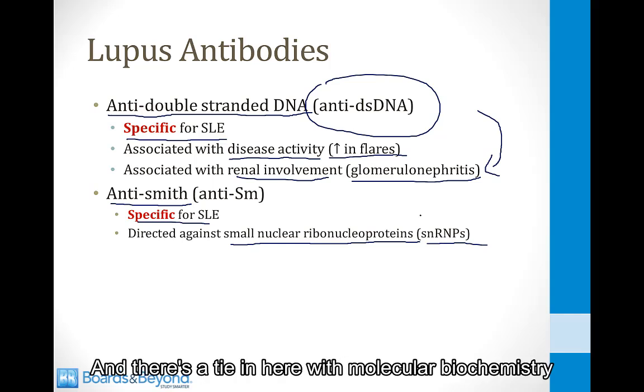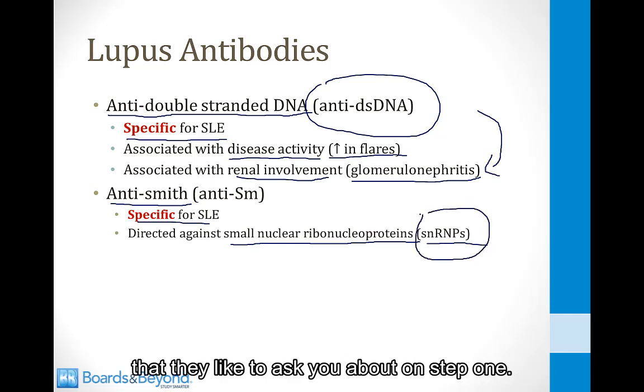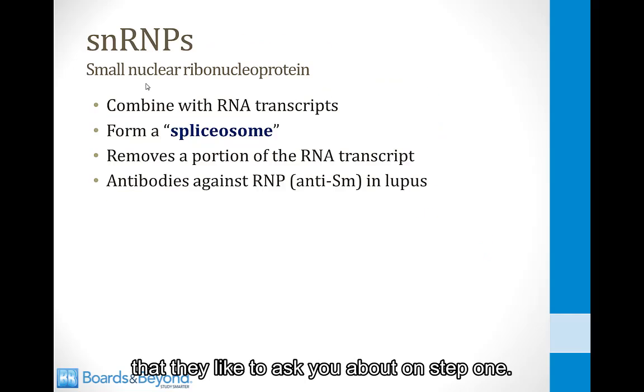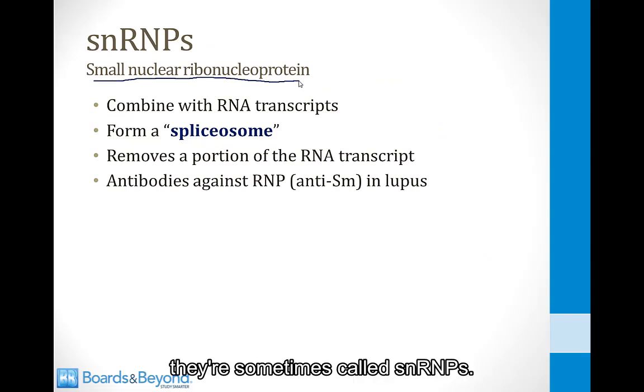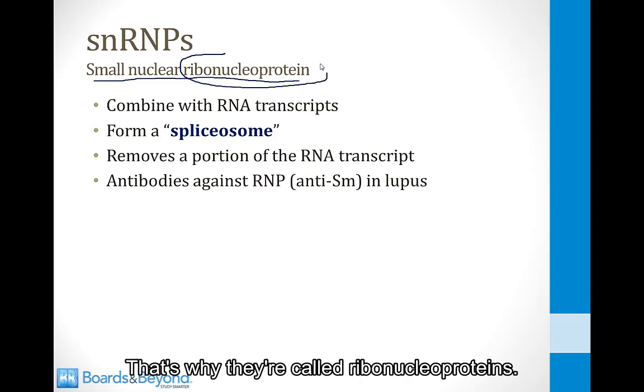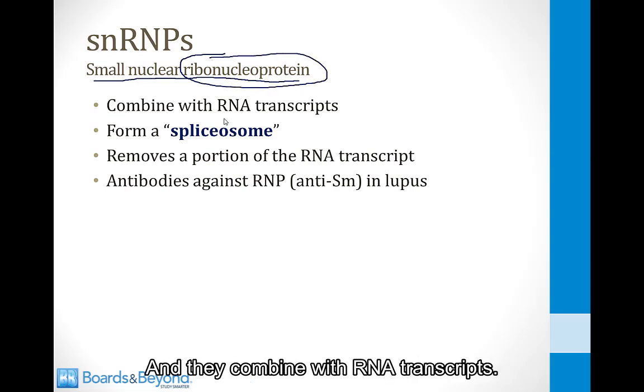And there's a tie-in here with molecular biochemistry that they like to ask you about on Step 1. SNRNPs are small nuclear ribonuclear proteins. They're sometimes called SNRPs. And they're made up of RNA and protein. That's why they're called ribonuclear proteins. And they combine with RNA transcripts.